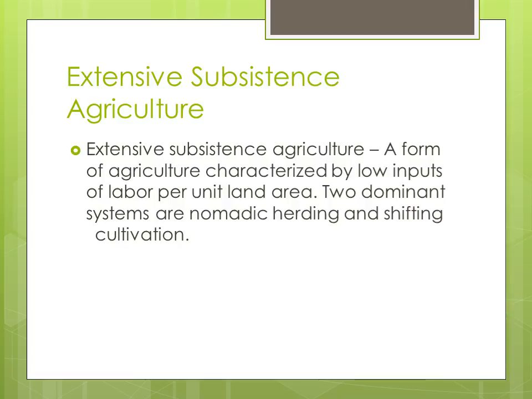Hello, human geographers. We are back for our next lecture in the agriculture unit. Tonight, we're going to be looking at the different types of agriculture that predominate in less developed countries, countries that are part of the periphery and semi-periphery.